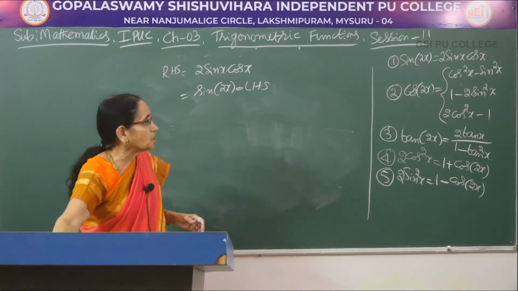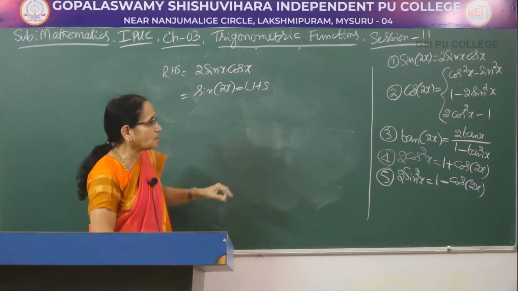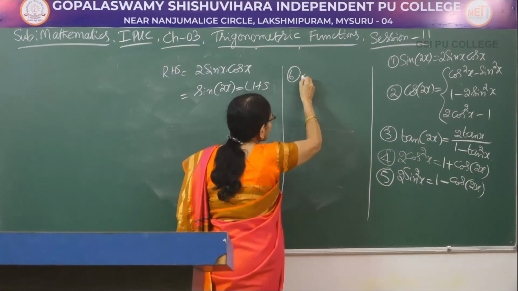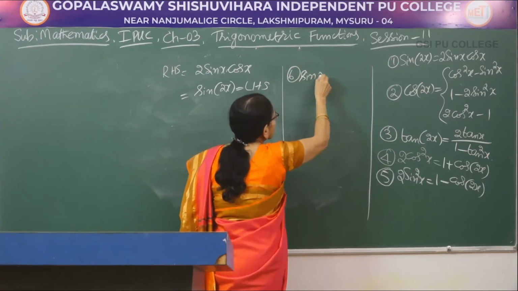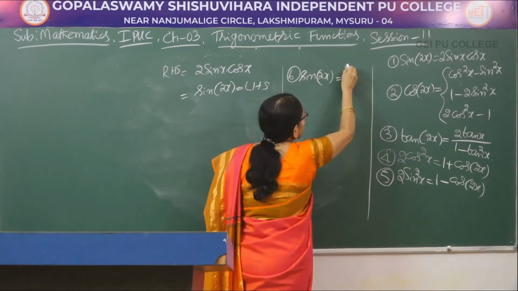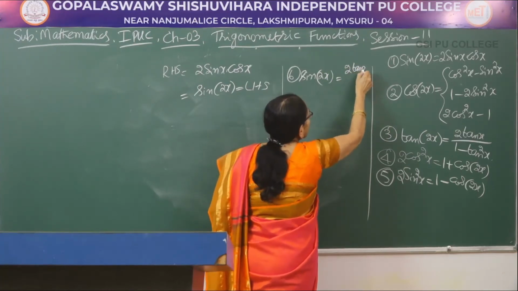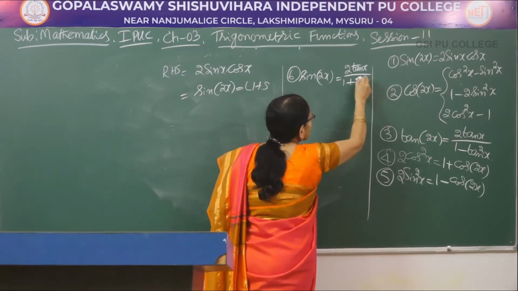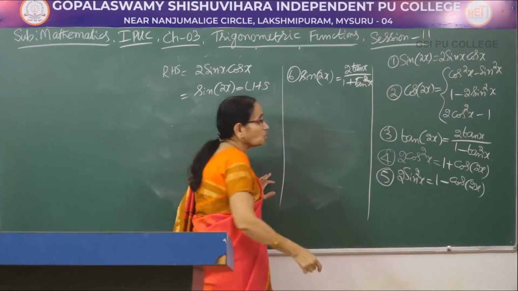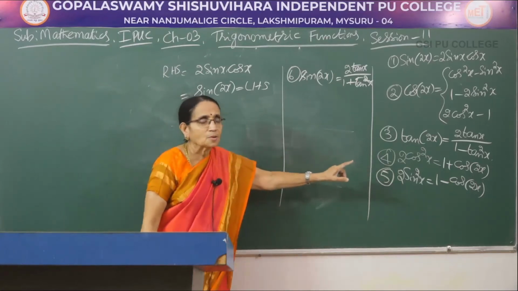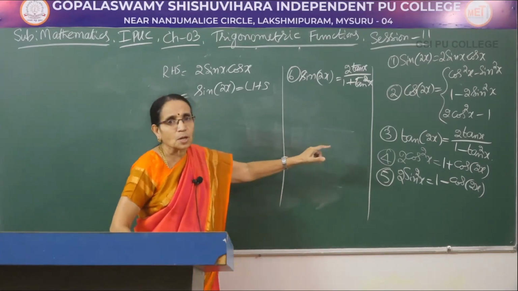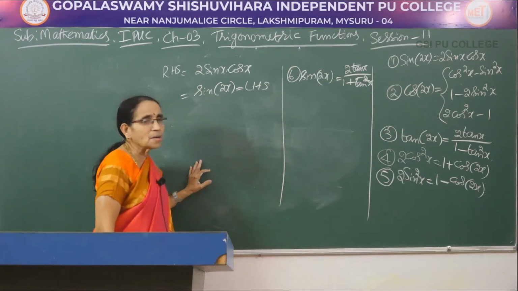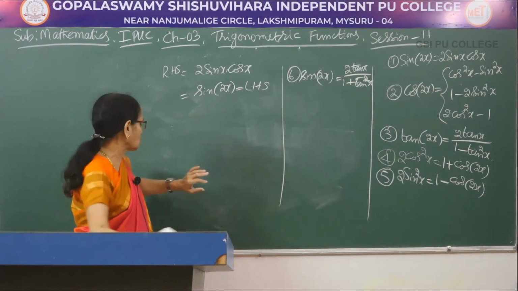Now, this is the procedure. So, this is one formula. Another formula I am writing, that is formula 6, sin of 2x. Sin of 2x can be written as 2 tan x divided by 1 plus tan square x. So don't get confused: 1 minus tan square x means it becomes tan of 2x, whereas here sin of 2x is equal to 2 tan x over 1 plus tan square x.